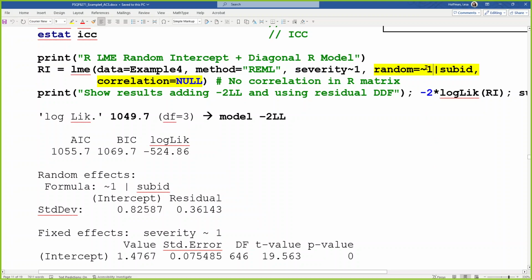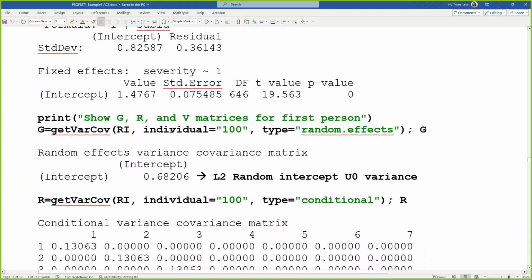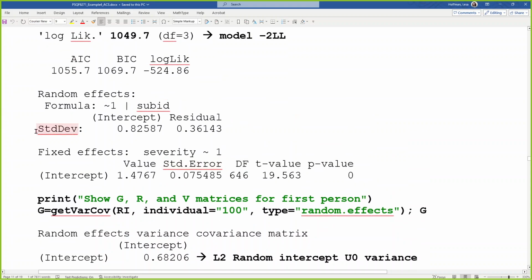That says I would like a random 1. What's a random 1? Intercept. Yeah, that's my U0 variance I'm asking for right there. A random 1. And no correlation pattern. This is independent or diagonal residual variances, no covariances. So I asked it to build the matrices so you can see the patterns, but this is what you get by default. It gives you 2 standard deviations, not variances. One for the intercept, one for the E residuals.